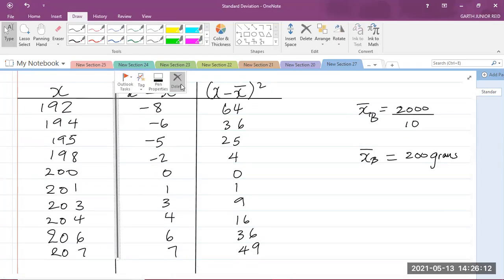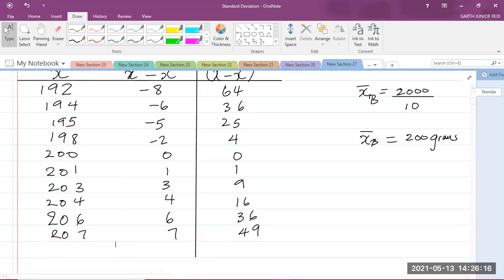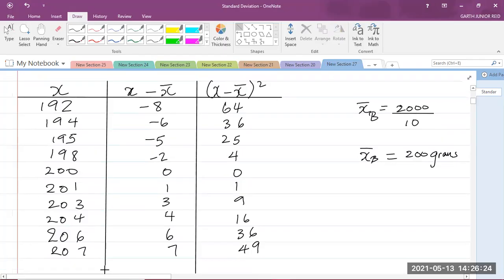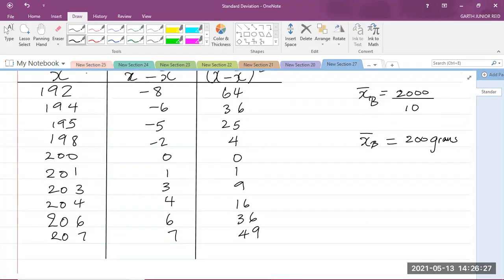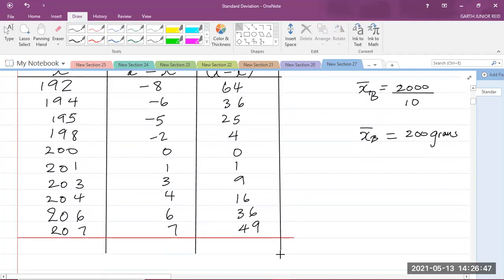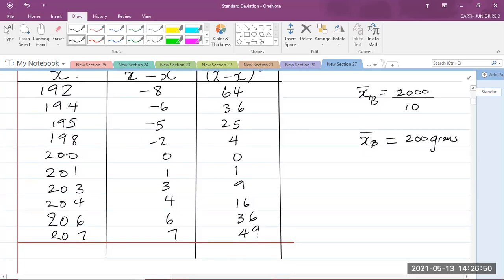So what can we do here now? We're now going to do some addition of these values. We know that the summation of all the x values is 2000. You don't necessarily need to calculate the x minus x bar values, but let's just do it.